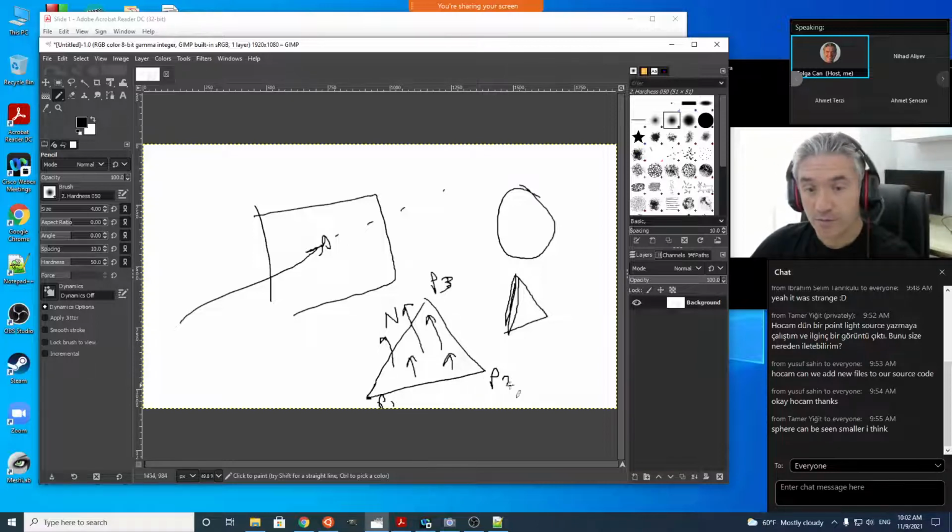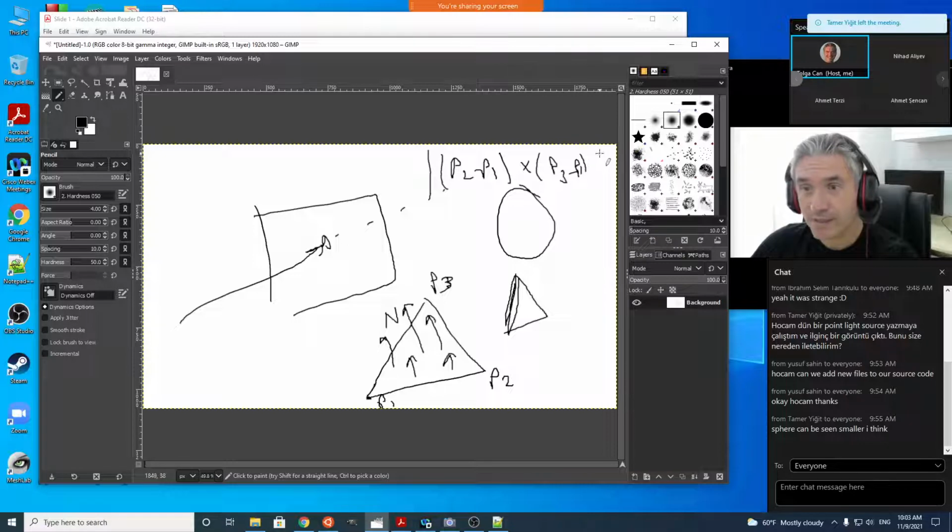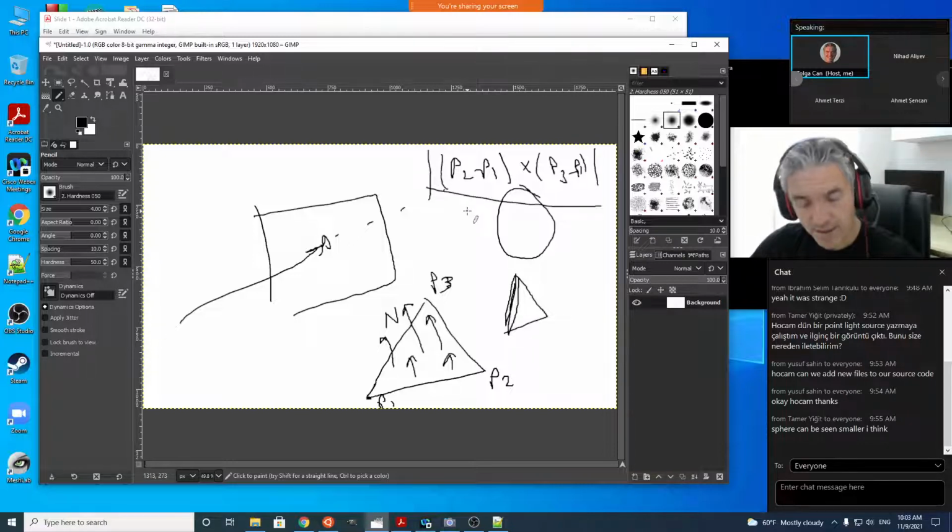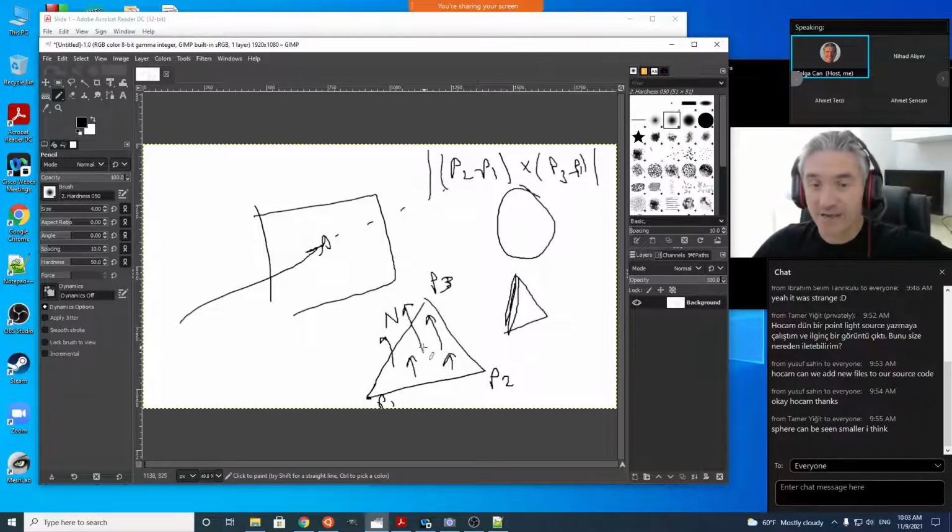So given the three corners, three vertices of a triangle, you can compute the normal vector by, for example, (P2 minus P1) cross product (P3 minus P1). This formula, just some vector algebra, will give you the normal vector. And if you normalize it to make it a unit length vector, it will be the normal vector of this triangle. So if you pre-compute it for the triangles, this is how you should compute it.